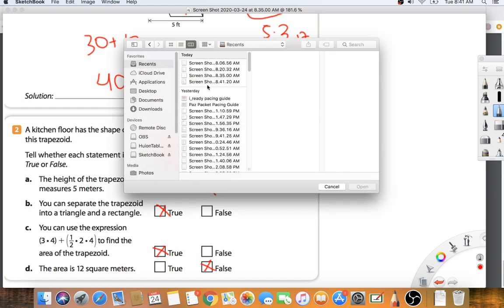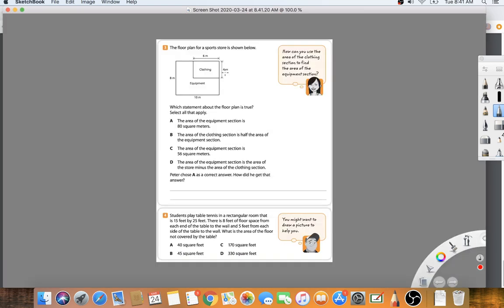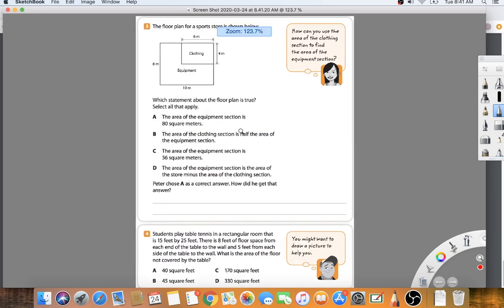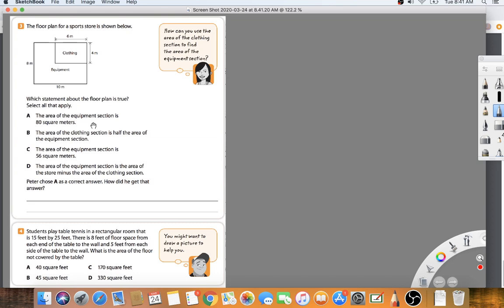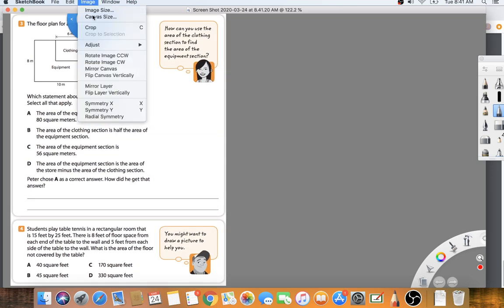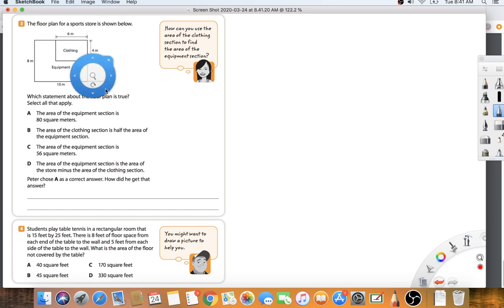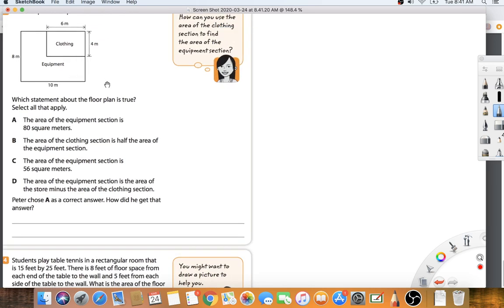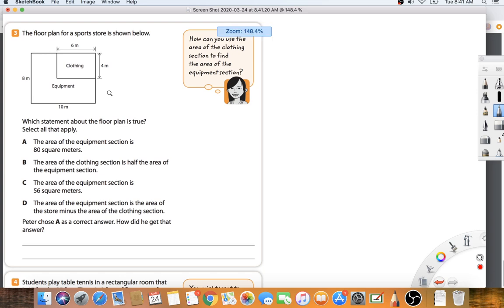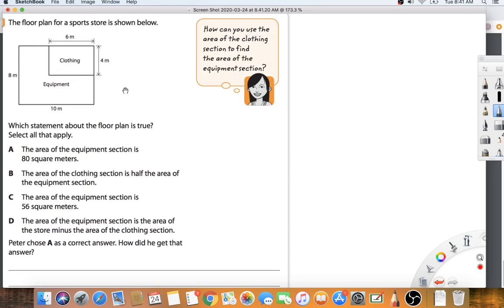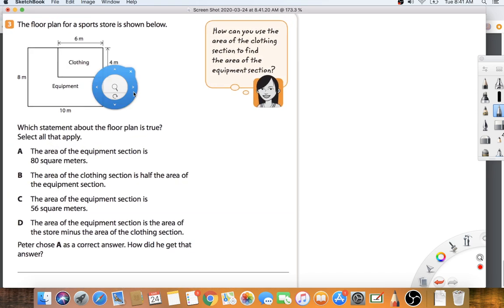Where's my recent picture that I screenshotted? It's right there. We're gonna move this, zoom in a little bit. We're gonna change the canvas size. And there we go. So let's look at problem number 3. It says the floor plan for a sports store is shown below. Let's look at any hints on the side. How can you use the area of the clothing section to find the area of the equipment section?